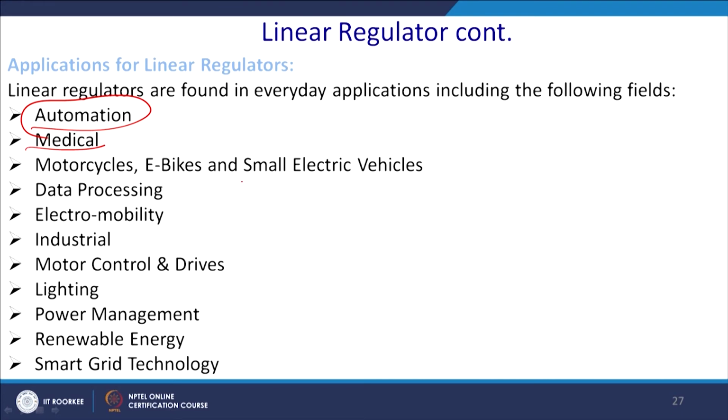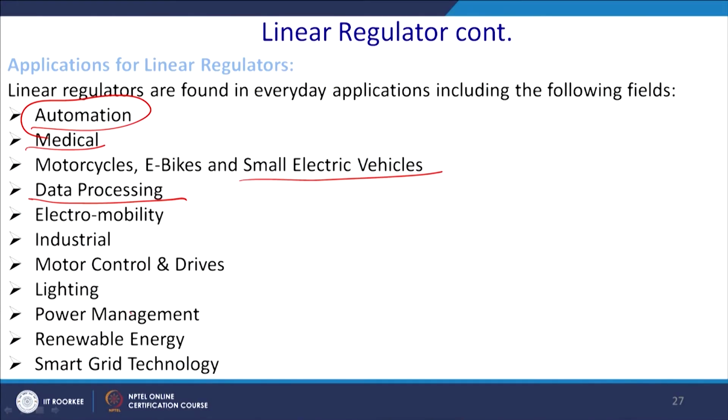Motorcycles, e-bikes and small electric vehicles are also applications where the voltage difference is not very large, because you have a 12 volt supply and also almost 12 volt consumption. So, there you can use it. You can also use it for data processing, electromobility and other drives, and for lighting and smart grid technology.